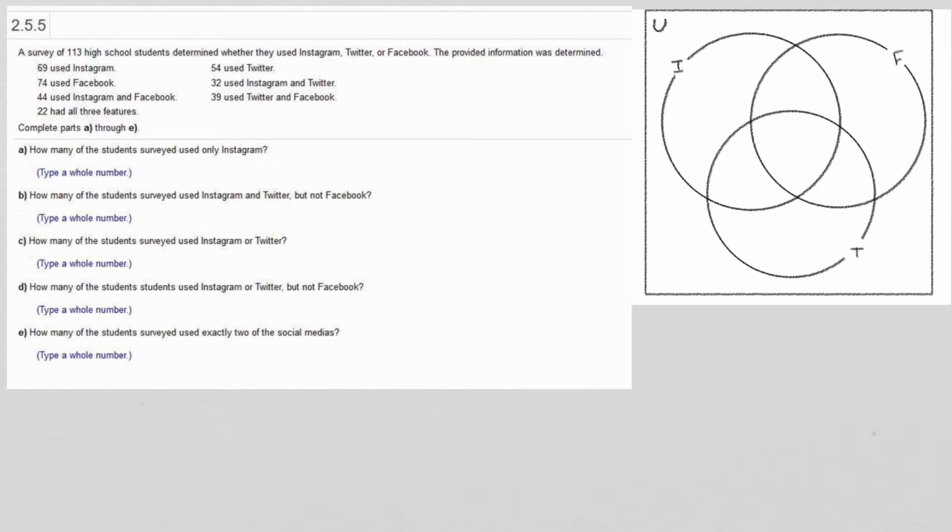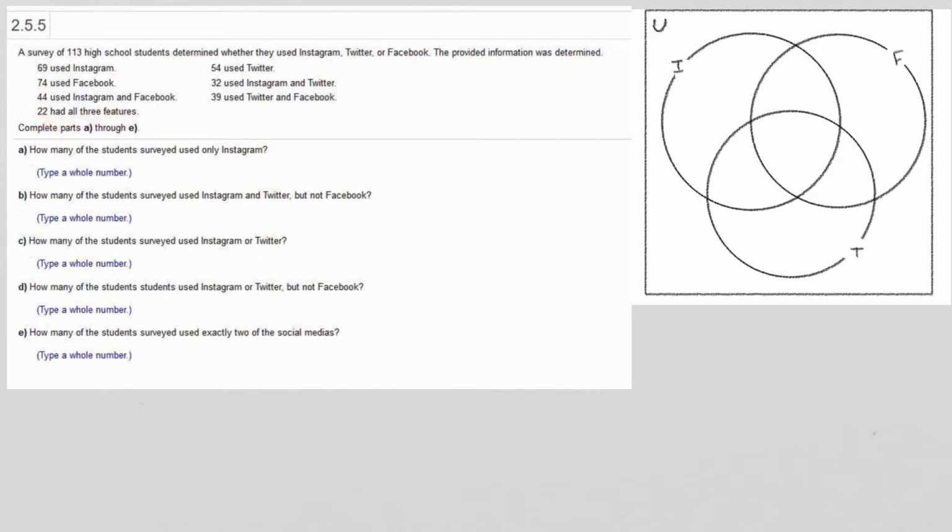But I don't want to start with that information because I have 4 different areas possible for people who used Instagram. Maybe they only used Instagram. Maybe they used Instagram and Facebook but not Twitter. Or maybe Instagram and Twitter but not Facebook. Or maybe they used all 3. So I know that there are 69 total for this circle, but I don't know how many for each individual section. What usually happens in these problems is that you want to start at the very end.